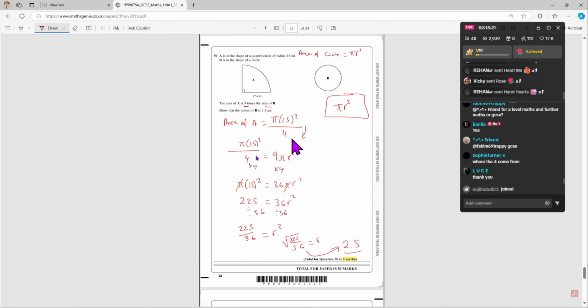Where did the 4 come from? This 4 is because it's a quarter circle, guys. Quarter circle, so we have to divide it by 4. A quarter means 4 parts, right? You divide it by 4. Okay?